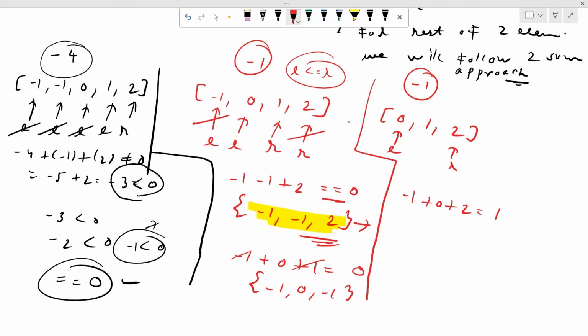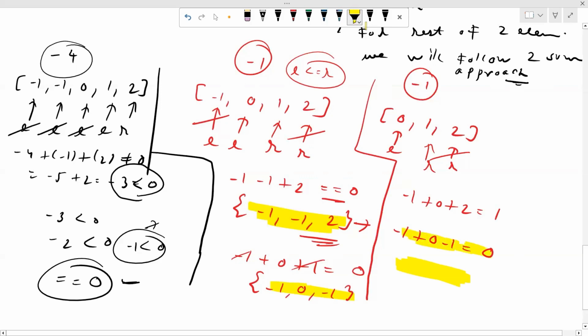Now this will be equal to 1. So we'll try to decrement our right pointer. Again, we'll calculate the sum: minus 1 plus 0 minus 1, so this will be equal to 0. Again, we find one more sum equal to 0, right? So we'll find minus 1, 0, minus 1. After this, our array will be traversed.